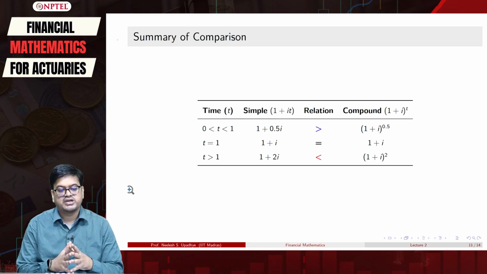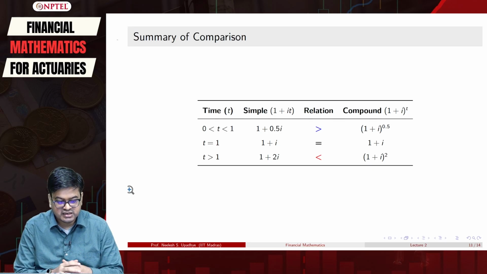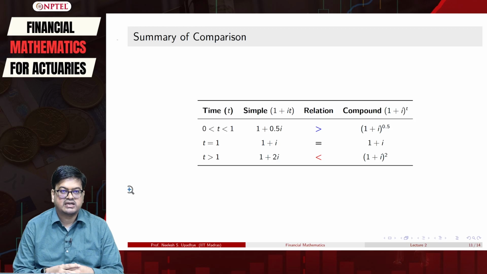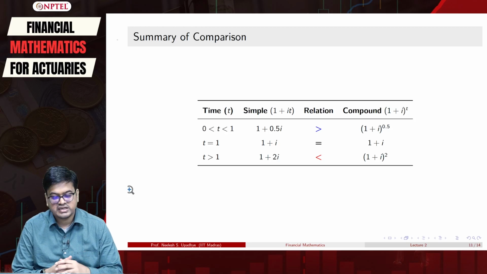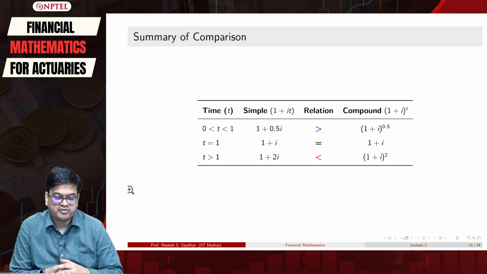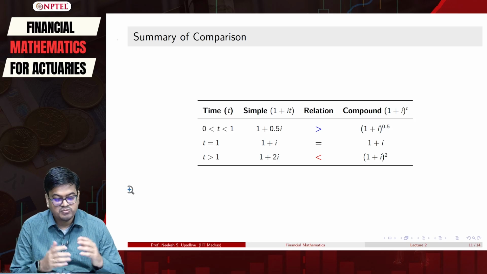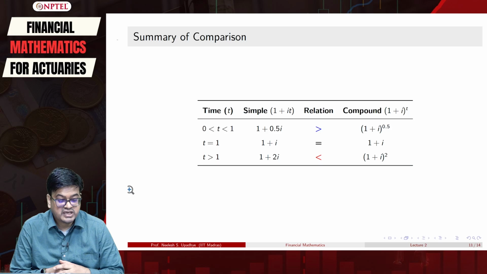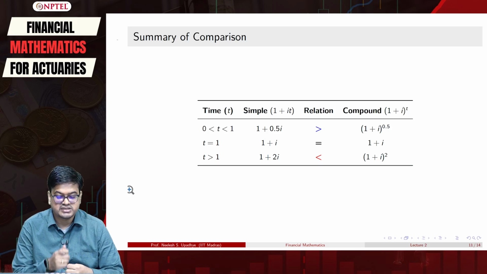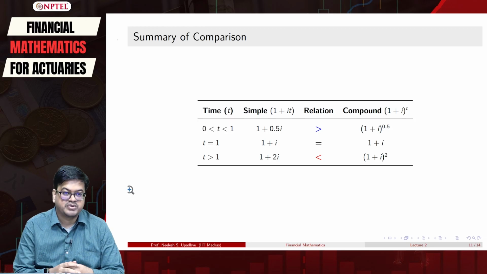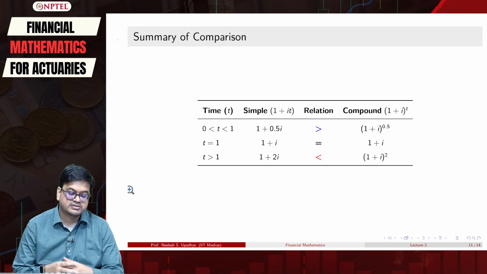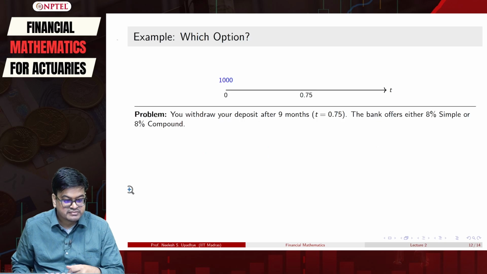In particular, if you want to simply understand the summary, it is given in the table. For 0 less than t less than 1, simple interest rate will earn 1 plus 0.5 times i, which is greater than 1 plus i raised to 0.5. If t is equal to 1, both are the same. If t is greater than 1, then definitely you will go with compound interest rate, as it pays you higher. Okay, so that's the idea.